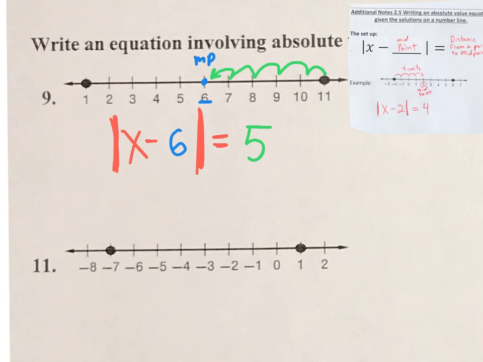Now, it didn't matter if you went from the 11 to the midpoint or from the 1, 2, 3, 4, 5. It's the same thing to the midpoint. It's 5 units away. 5 units. So it doesn't matter which point you pick. When you count to the midpoint, it's going to be the same distance. And the distance from the point to the midpoint is the value that goes out here. And this is your equation that will actually produce the answers 1 and 11.